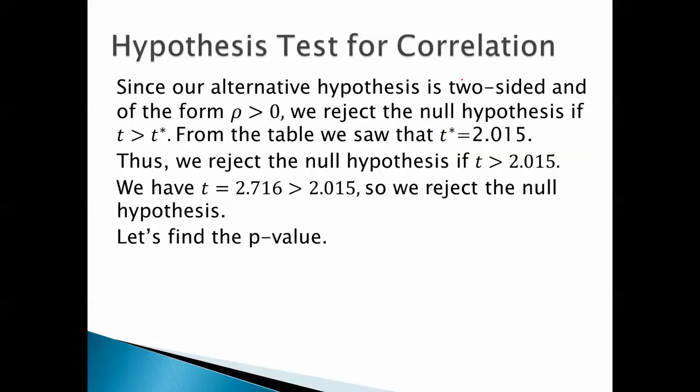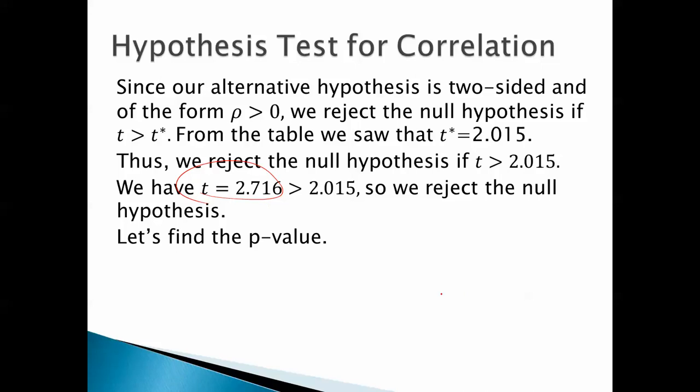Since our alternative hypothesis is one-sided and of the form rho is greater than 0, we reject the null hypothesis if t is greater than t star. We saw that t star is 2.015. Thus, we reject the null hypothesis if t is greater than 2.015. Here, we have t equals 2.716, which is greater than 2.015. So we reject the null hypothesis.